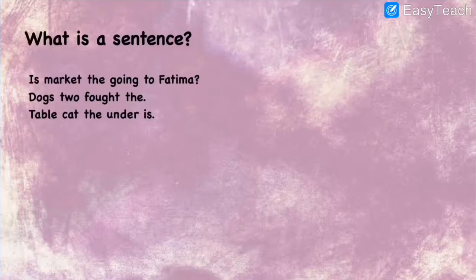Okay, now look at this, children. Is this a sentence? Is market the going to Fatma? Dogs to fight the table cat the under is. No, we don't speak like that. Okay, so the correct sentence will be: Fatma is going to the market, the two dogs fought, the cat is under the table.